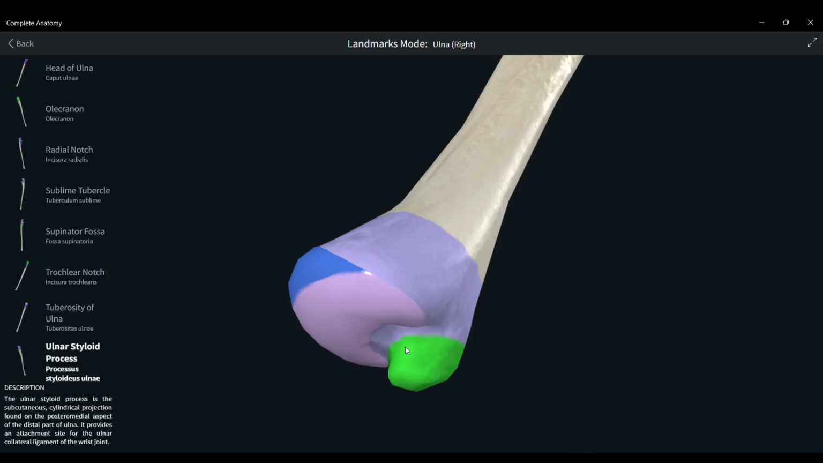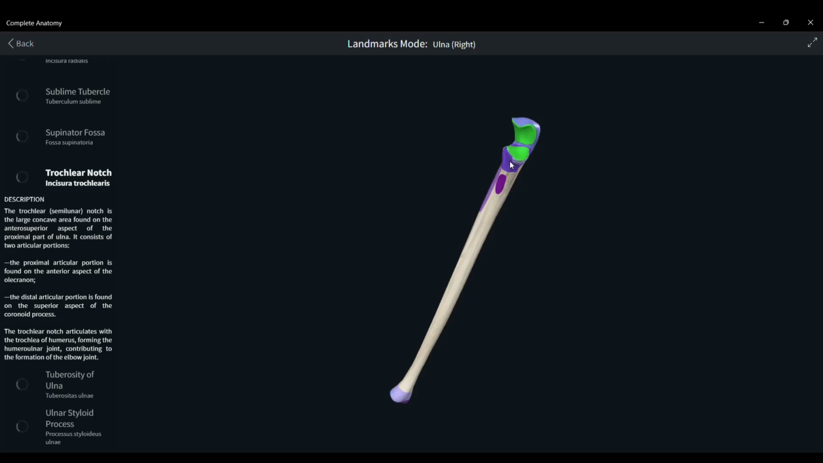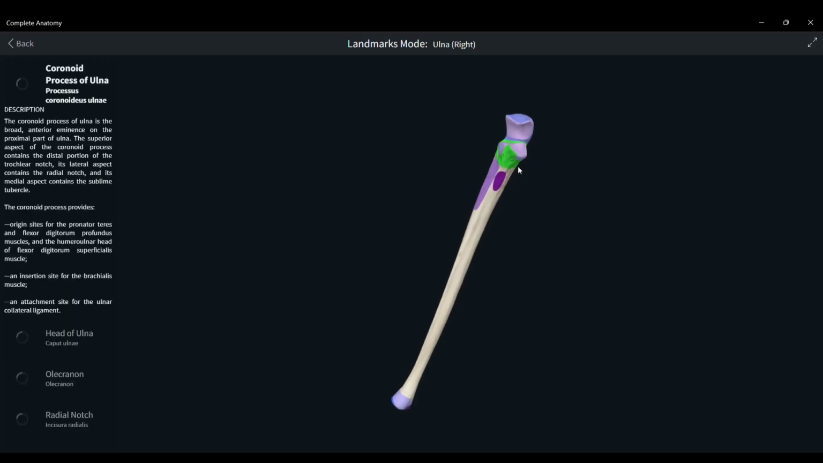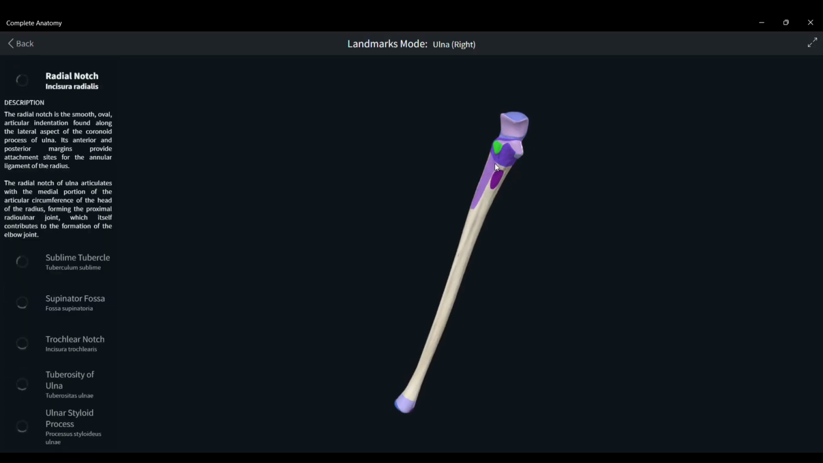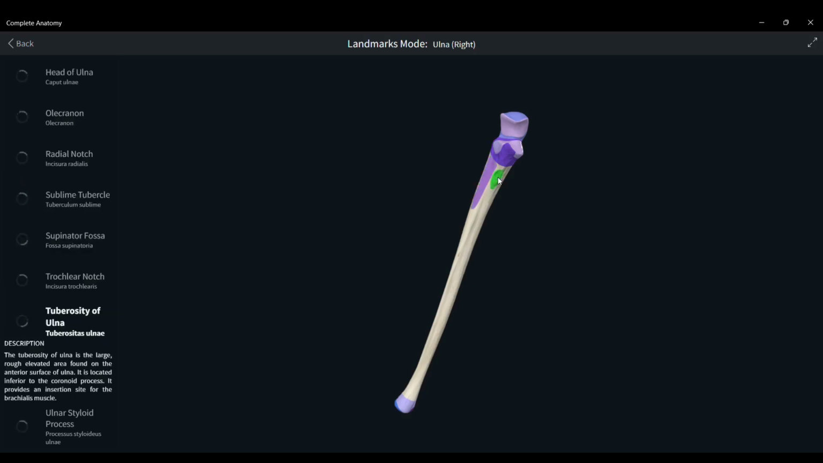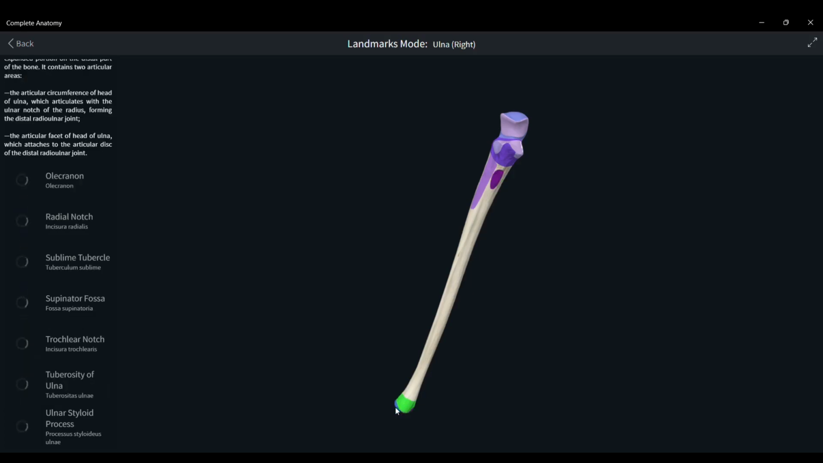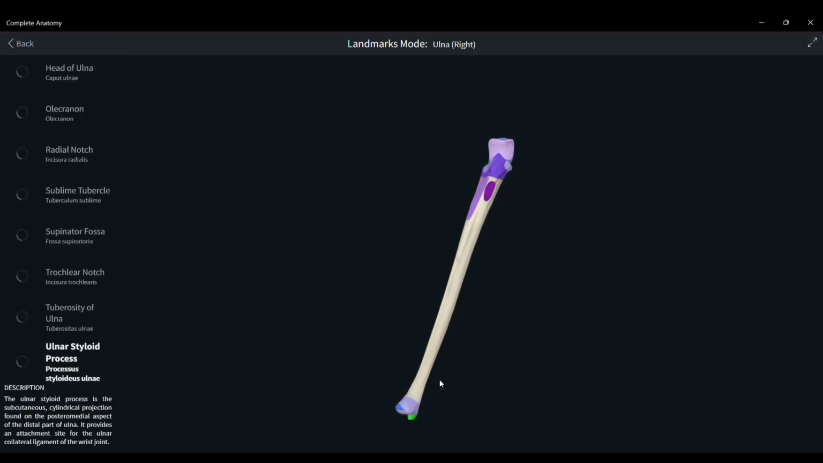To summarize, the olecranon, the incisura trochlearis, and the processus coronoideus provide the locking and guiding mechanism of the elbow. The tuberculum sublime and the incisura radialis secure medial stability and the pivot for forearm rotation. The fossa supinatoria and the tuberositas ulnae serve as key muscle attachment sites, and distally, the caput ulnae with its circumferential and inferior articular surfaces, together with the styloid process, ensure the fine mechanics of the wrist.